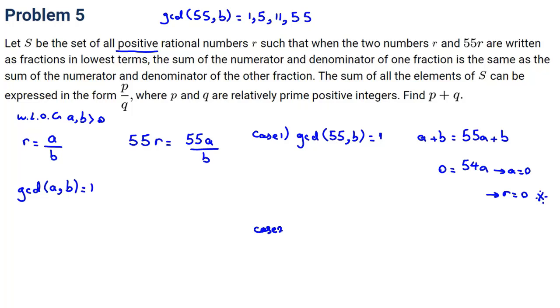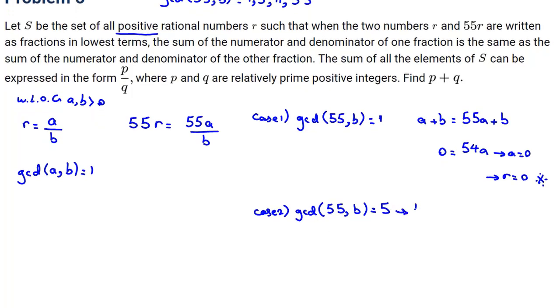Let's consider case 2. If GCD of 55 and B equal to 5, it means that B equal to 5B prime. So 55R equal to 55A over, instead of B, we write 5B prime. From here, we divide both numerator and denominator by 5. It will be 11A over B prime. Now we know that B is not a multiple of 11 because of this.